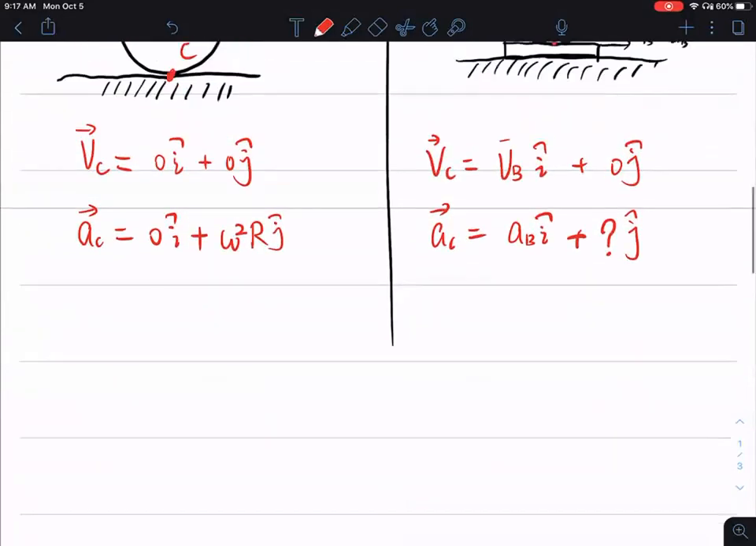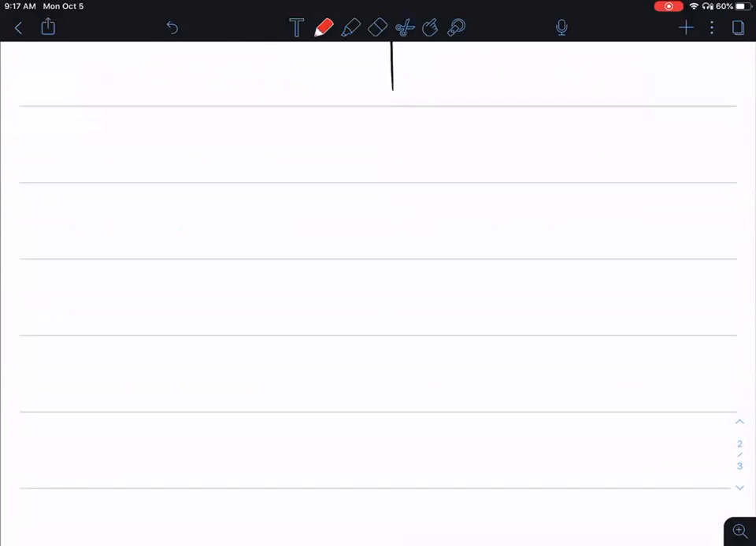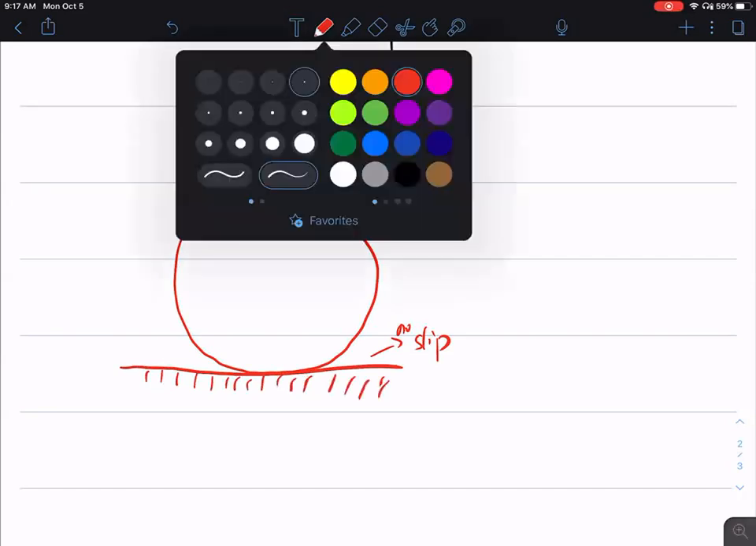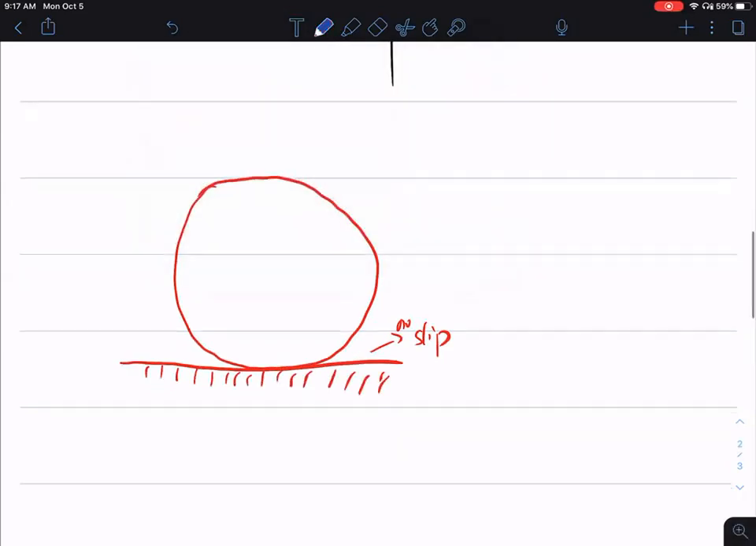Next thing, let's talk about instant centers: instant center and how to use instant center. If we have a wheel rolling with no slip, this is case number one we just mentioned, and the contact point here, point C, is the instant center of this rigid body.